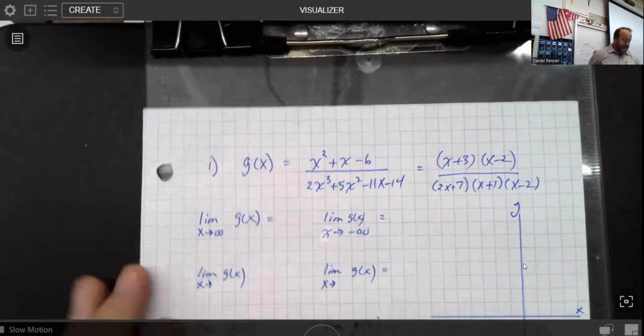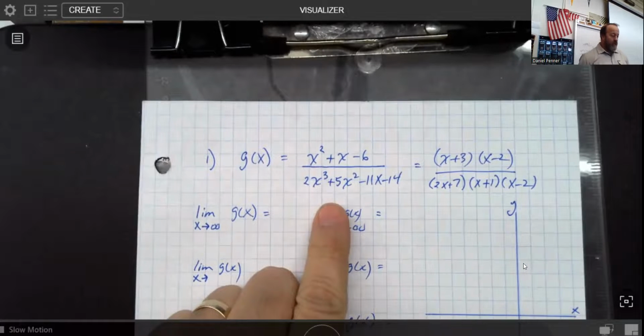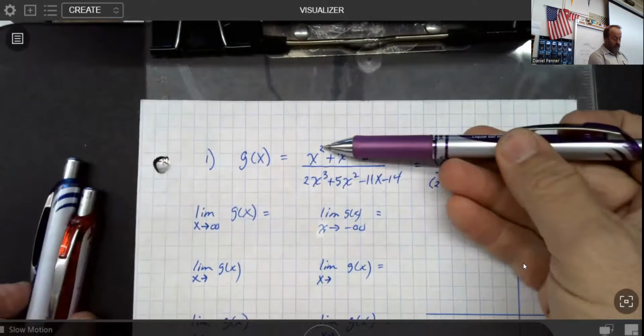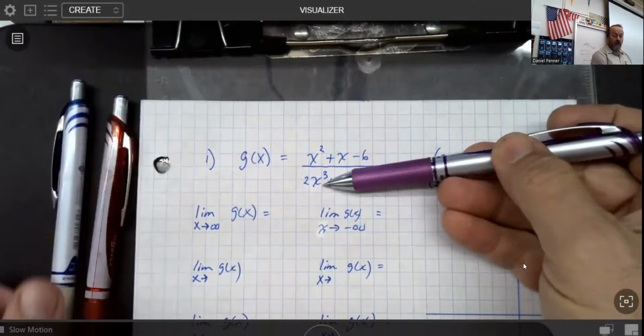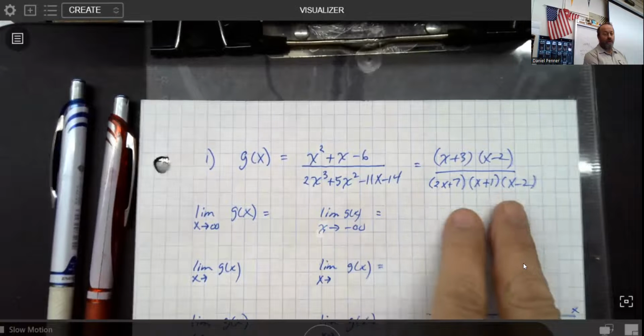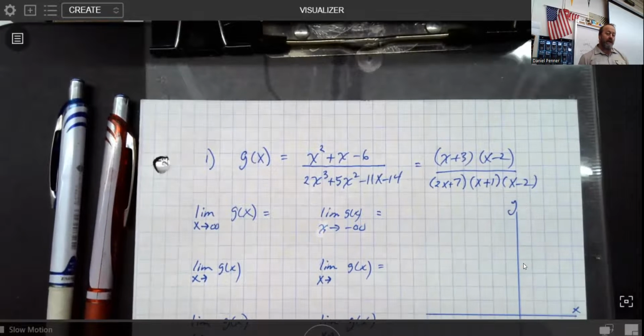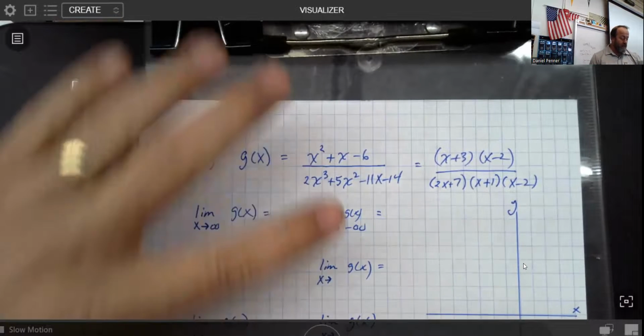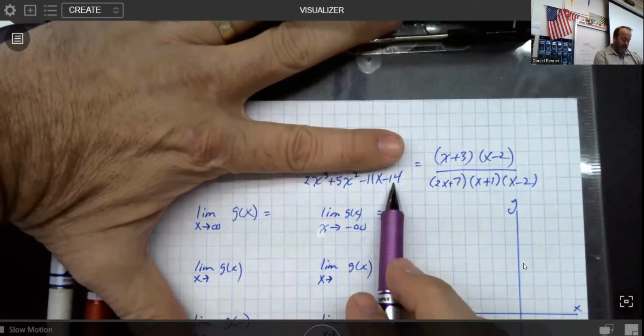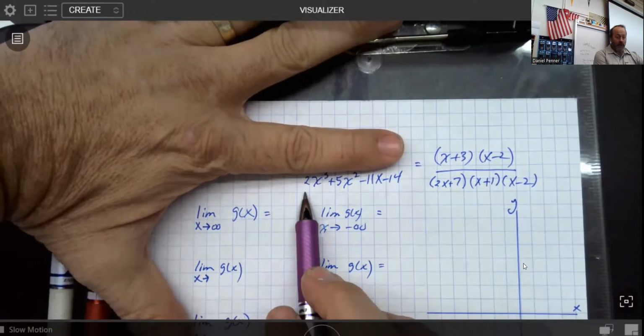My first one is g of x, and what you're going to notice right away is that the degree of the numerator is 2 and the degree of the denominator is 3. So clearly the denominator is a larger power than the numerator. Now I factored this for you, and we did talk about how to go about factoring in our previous unit. Remember all of the numbers that could go into 14 were 1, 2, 7, and 14. The numbers that go into 2 are 1 and 2.